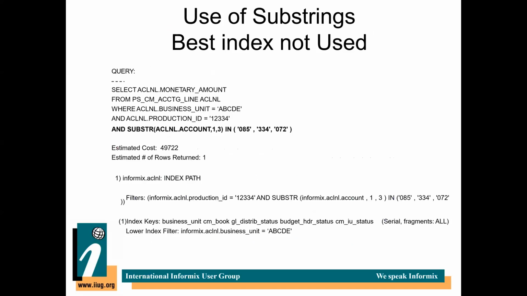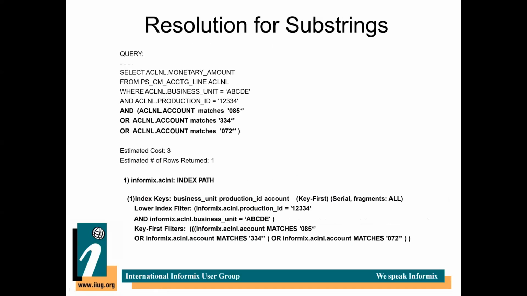And here's another case of using substrings where the best index was not used. Here, in the bold, a part of the where clause was causing it to not use the best index. So what we did was change it to use matches on that, to get the query to use the correct index we want.